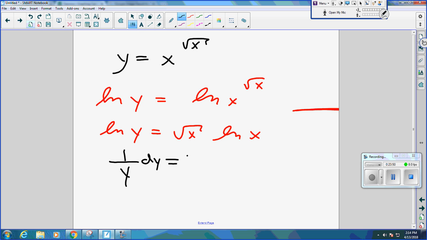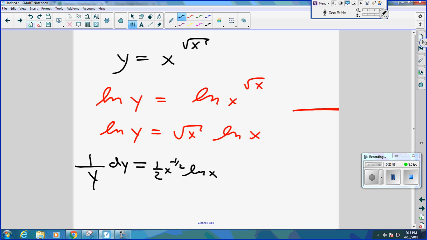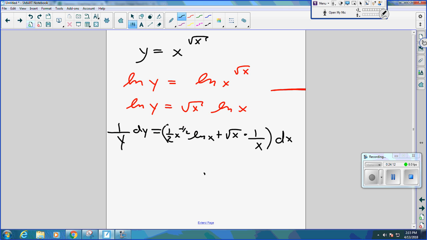I'll do the square root of x first. I get 1/2 x to the -1/2 ln x. Plus square root of x times 1 over x, right? And those both are what? Those are both done with respect to dx. And then if I divide both sides by dx, I got 1 over y times dy dx, which is y prime, equals. And I would probably simplify this a little bit. I'd write ln x over 2 square roots of x plus 1 over square root of x.